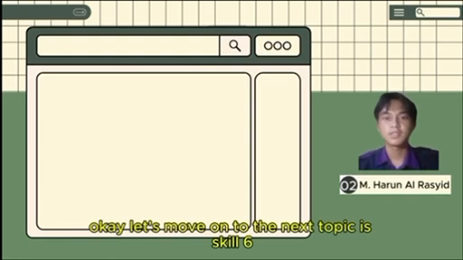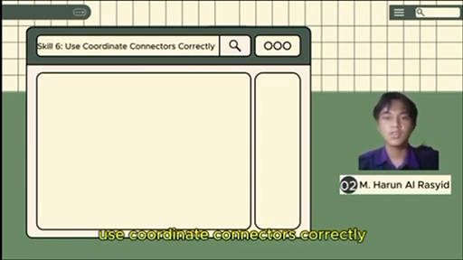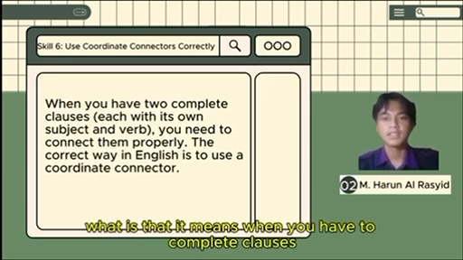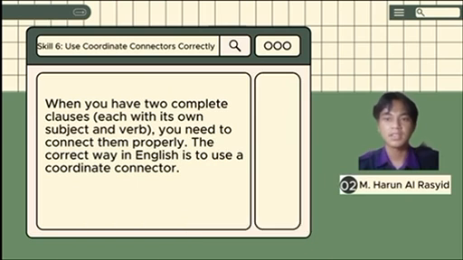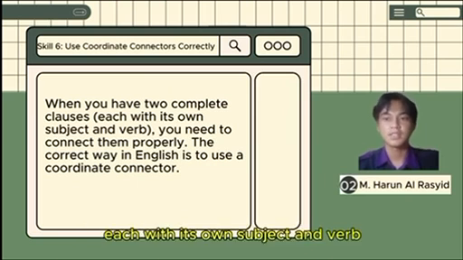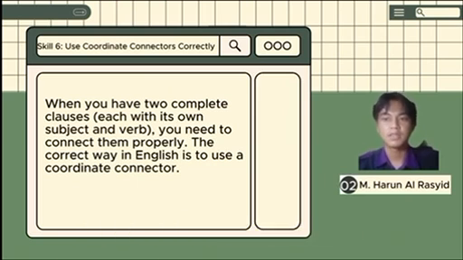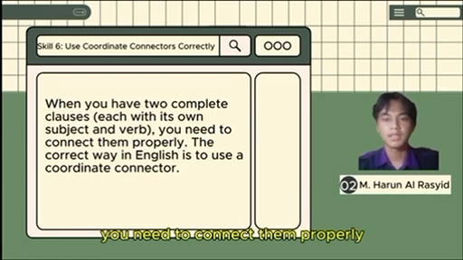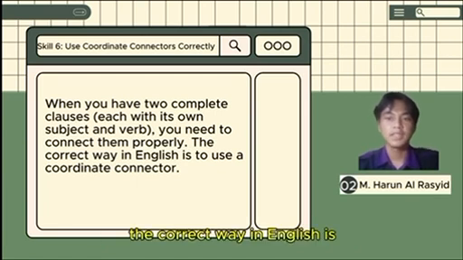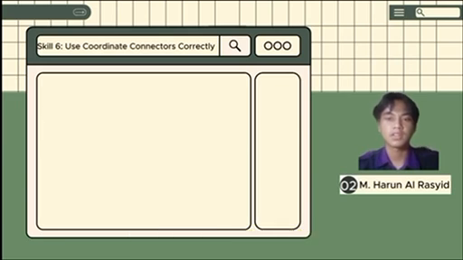Okay, let's move on to the next topic, skill 6: use coordinate connectors correctly. What is that? It means when you have two complete clauses, each with its own subject and verb, you need to connect them properly. The correct way in English is to use a coordinate connector.